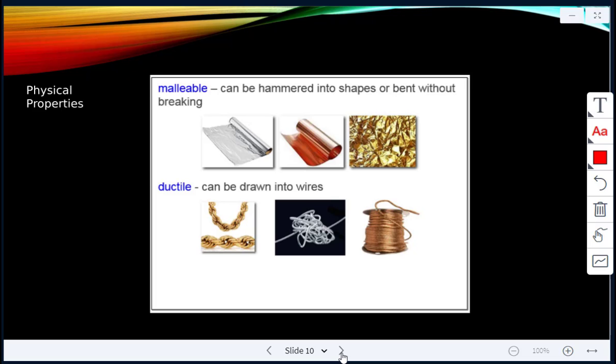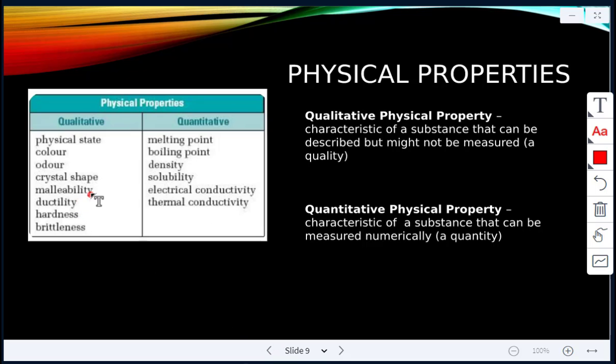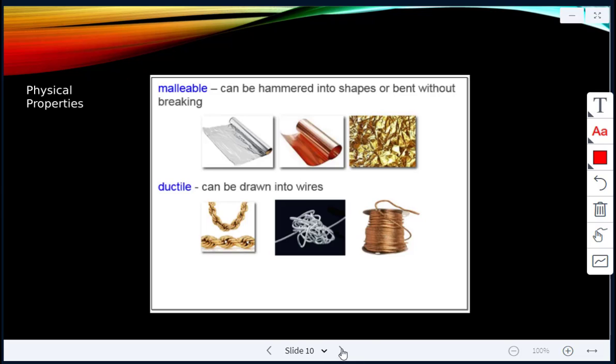Just continuing with physical properties, I talked about malleability and ductility. Those just mean if something is malleable, it can be hammered into shapes or bent without breaking, and if something is ductile, it can be drawn into wires. So that's what those two words mean.